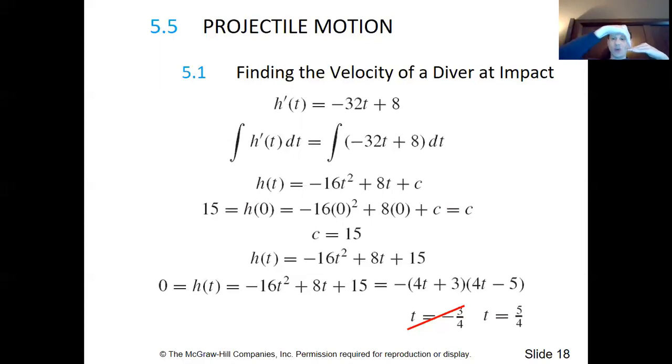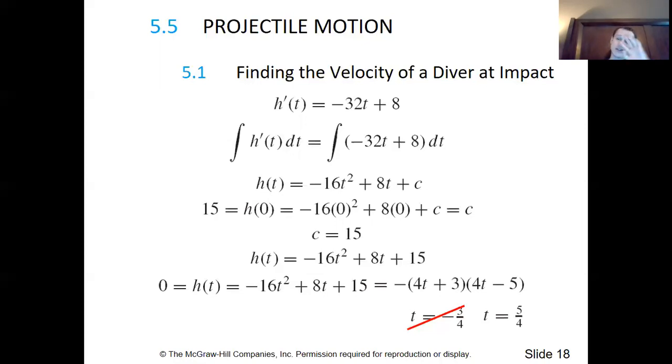When it hits the water, that's a condition telling you where it is. This thing's position is the position of the water right there. Remember what we called the water level? We called it 0. So I want my height at some time to be equal to 0. If you plug 0 into your position equation, you get 0 is negative 16t squared plus 8t plus 15, which factors, or you can use the quadratic formula, and you get out 2 different times when your height is 0.